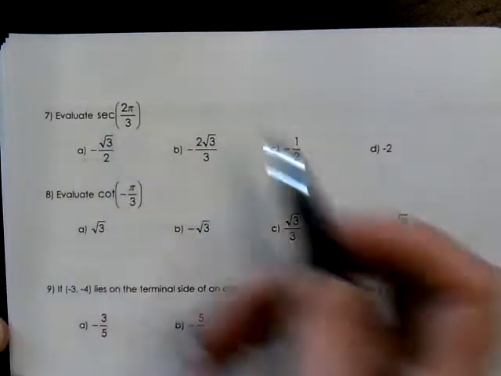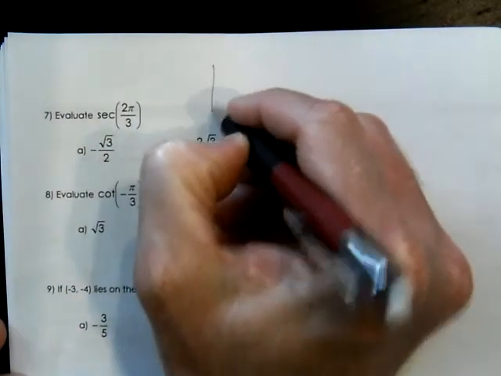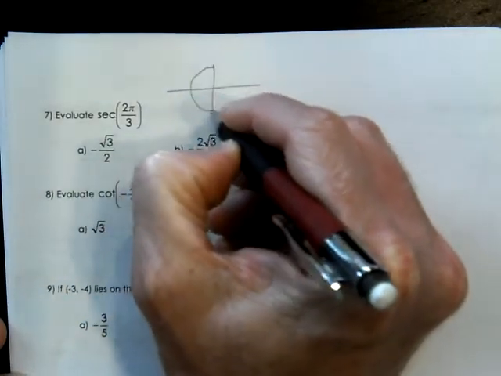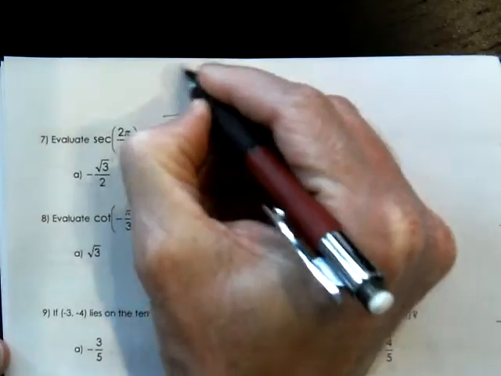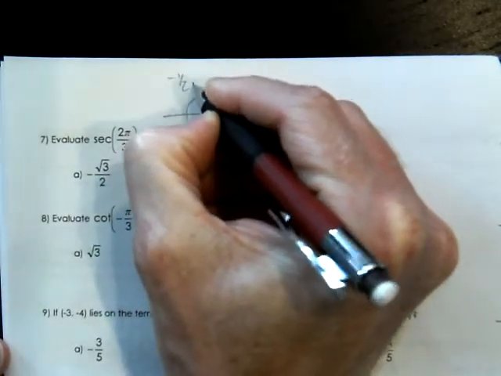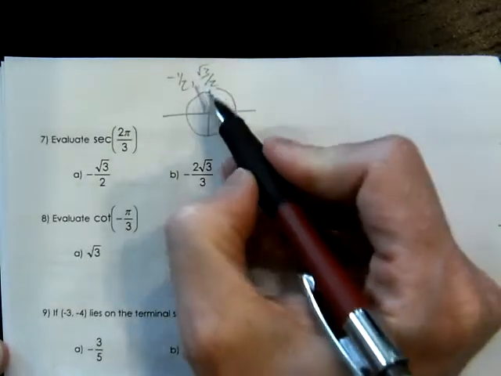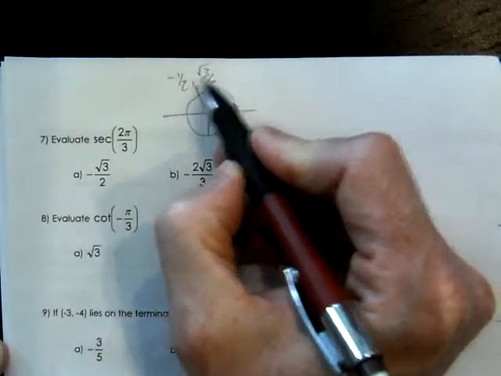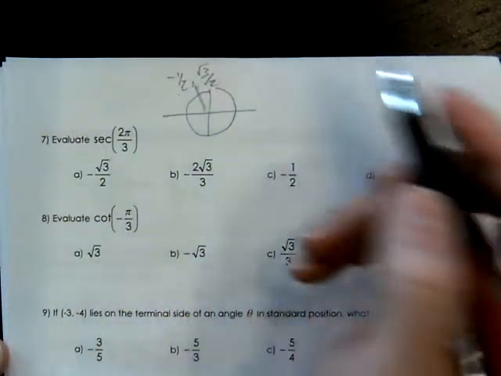Okay, we'll evaluate. Well, 2 pi over 3 is over here. And this is -1/2, root 3 over 2. So this is our sine and cosine. Secant is the reciprocal of sine, so it would be -2.